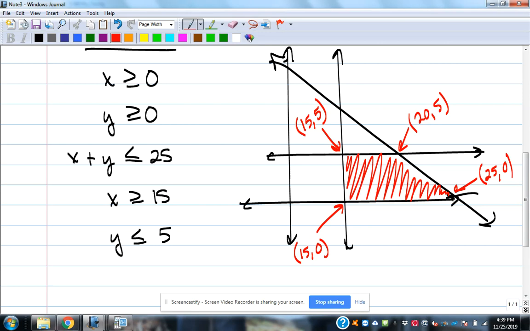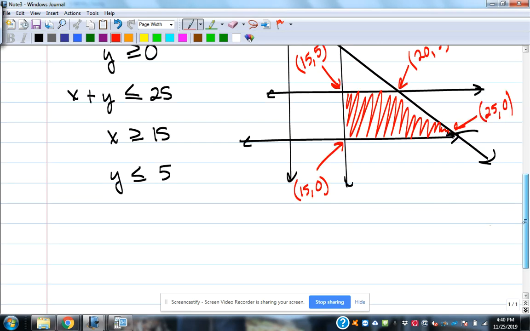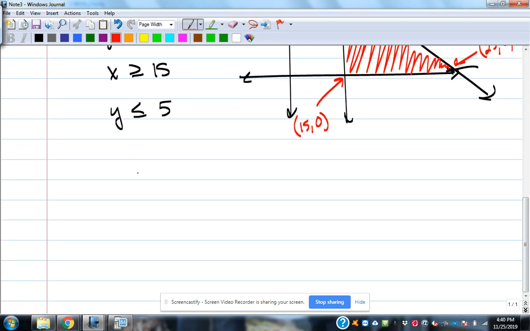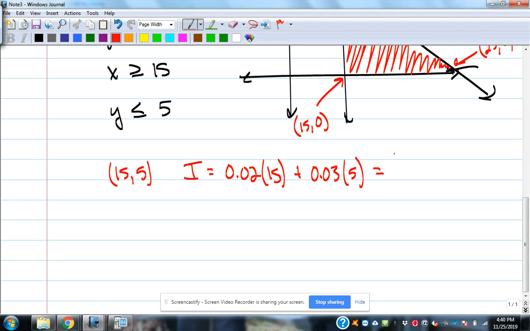But the key is having those corners of the polygon. If you got the polygon, get the corners of the polygon. Use those ordered pairs of the corners to either maximize or minimize the objective function, whichever one they tell you to do. We're going to do both with this problem. We're going to maximize and minimize this. So what we're going to do is take those ordered pairs, and it doesn't matter what order you do. I'm just going to start with 15, 5, and plug it into my objective function. And I'm going to work out and get the answer to that.